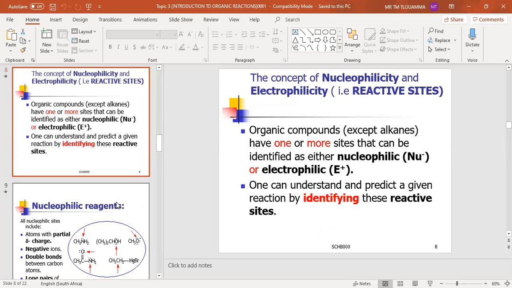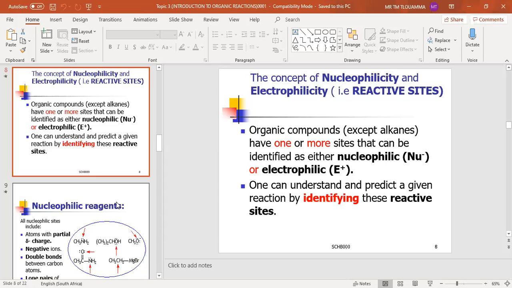So I hope here we are done. And then now we're moving to the concept of nucleophilicity and electrophilicity, the nucleophile and the electrophile, in short. Basically, the nucleophile is a molecule or a substance that has a tendency to donate electrons or to react at an electron-poor site such as the protons.